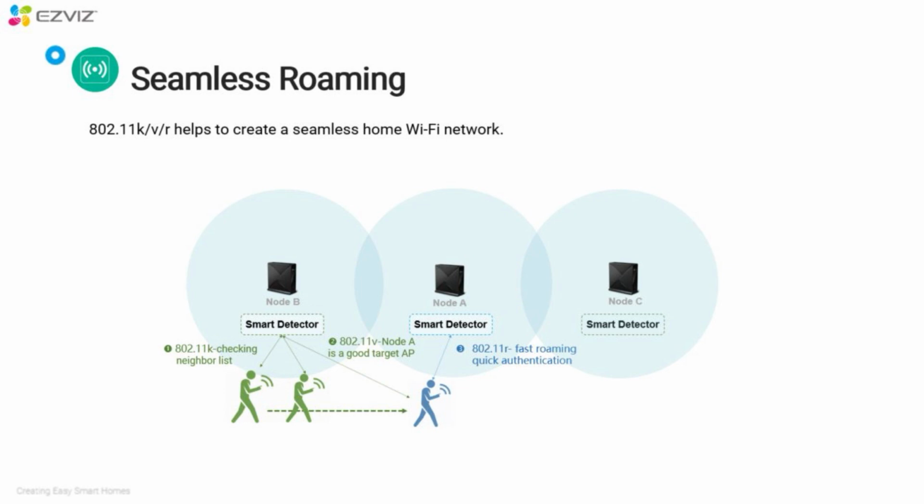The next advantage of mesh technology is seamless roaming. For example, you can see this picture. If we install 2 routers, node A and node B, when we go from node B to node A, it will intelligently detect and automatically switch our connection to the optimal node. And the network will not be disconnected during the switching process.